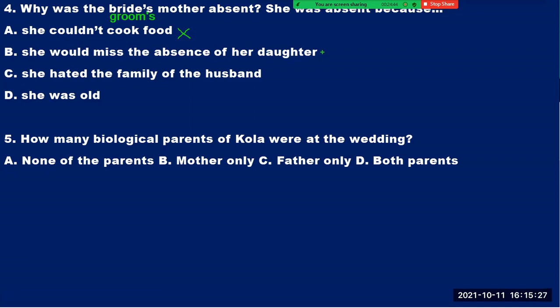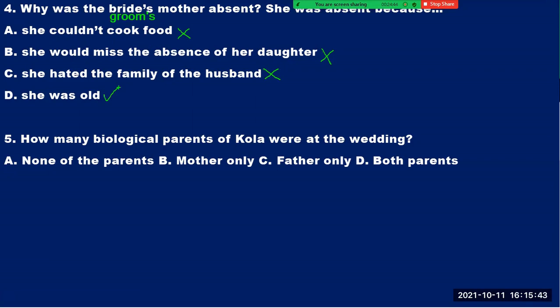She would miss the absence of her daughter. No, we cancel it. Now, she hated the family of the husband. This is ridiculous, so we eliminate it. She was old, obviously. That's the answer.